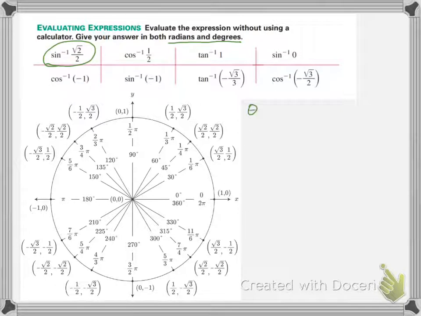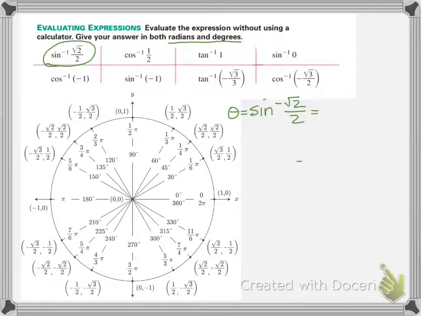Let's write it this way. The sine inverse of square root of 2 over 2. I guess I could put theta equals, okay, because that means an angle. Theta equals sine inverse of square root of 2 over 2.